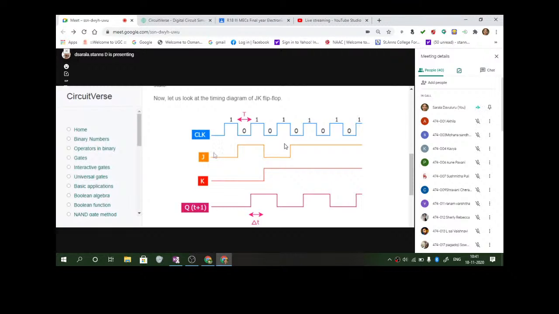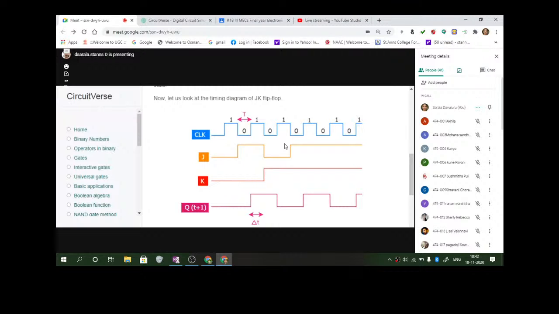Suppose you are giving J here, K like this. What will be the state of affairs? Let us see. This is a negative transition, that means a negative edge triggered flip-flop. So J is this, K is this. During this part, look at the point where I kept my cursor. J is going high, but K is 0. At this stage, J is high, K is 0.